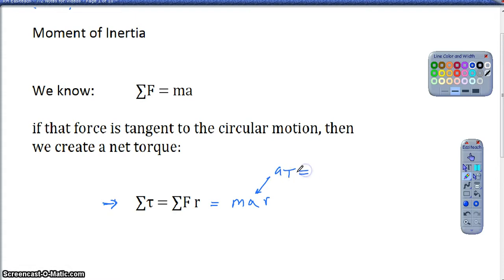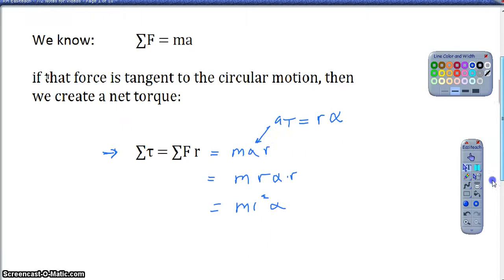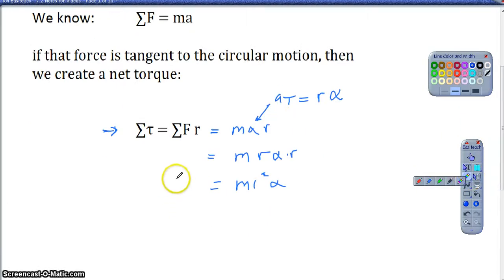But what do we know about the acceleration tangent to the circle? Well, the acceleration tangent to the circle relates to the angular acceleration by the radius times alpha. So if I substitute that in here, I get m times, instead of a, r times alpha times another r, or better yet, m times r squared times alpha, so m r squared alpha. That's supposed to be a squared there. I know, not the best, but close enough. So the net torque equals m r squared times alpha.